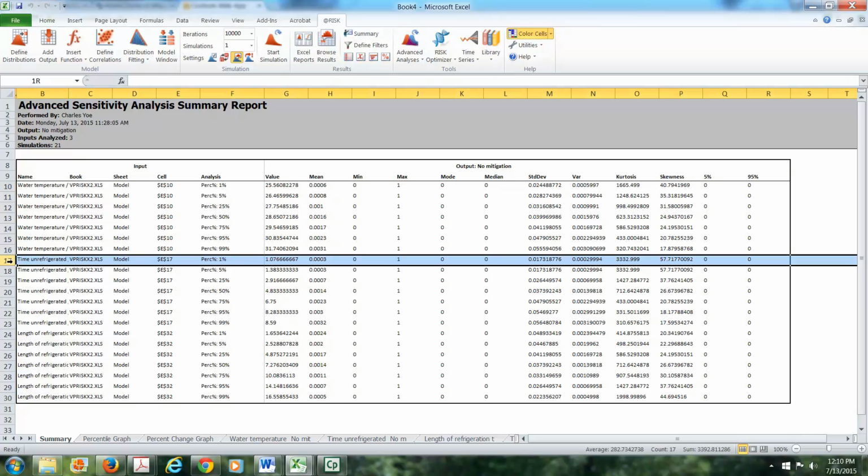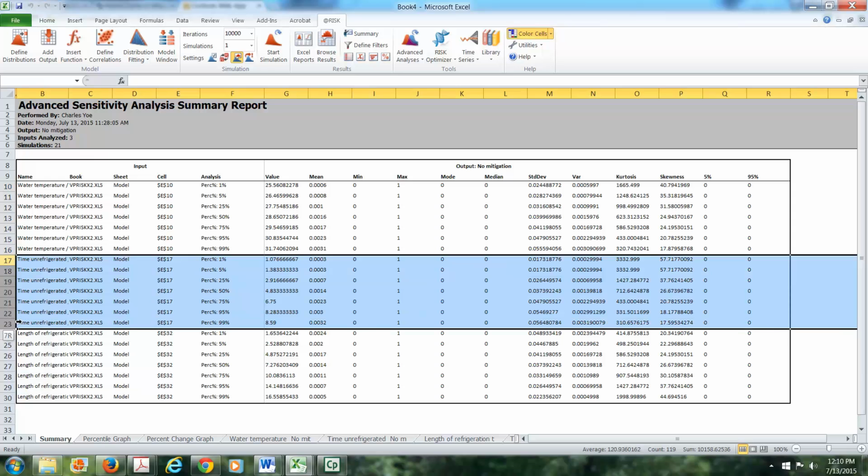We look at time unrefrigerated, and these values are shown right here. You can see if we can get the oysters refrigerated quickly, the illness rate drops rapidly from 13 per 10,000 to 3 per 10,000. If we take a long time to refrigerate the oysters, the rate rises from 13 per 10,000 to 30 or 32 per 10,000.